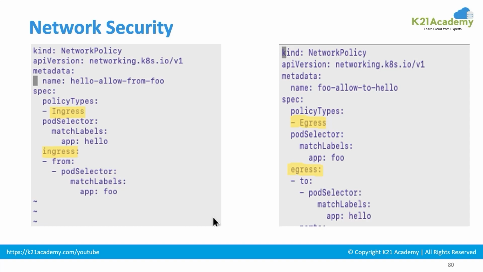Ingress is fixed in the hello type of application and egress is fixed in the foo type of application. So this is how you can specify your conditions in the network policy section. Either it can be an incoming condition or an outgoing condition, and depending on that, you specify the policy type. For incoming traffic, it is an ingress policy, and for outgoing traffic, it is an egress policy. You can also specify a section of the IP address range or a subnet you want to allow. All those things can also be specified.